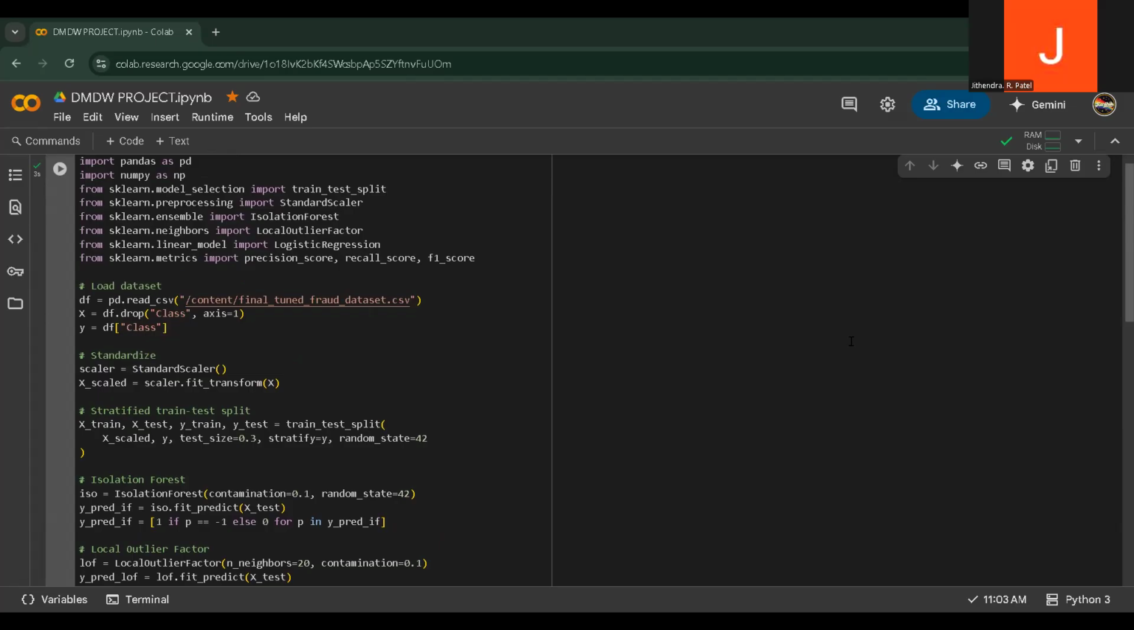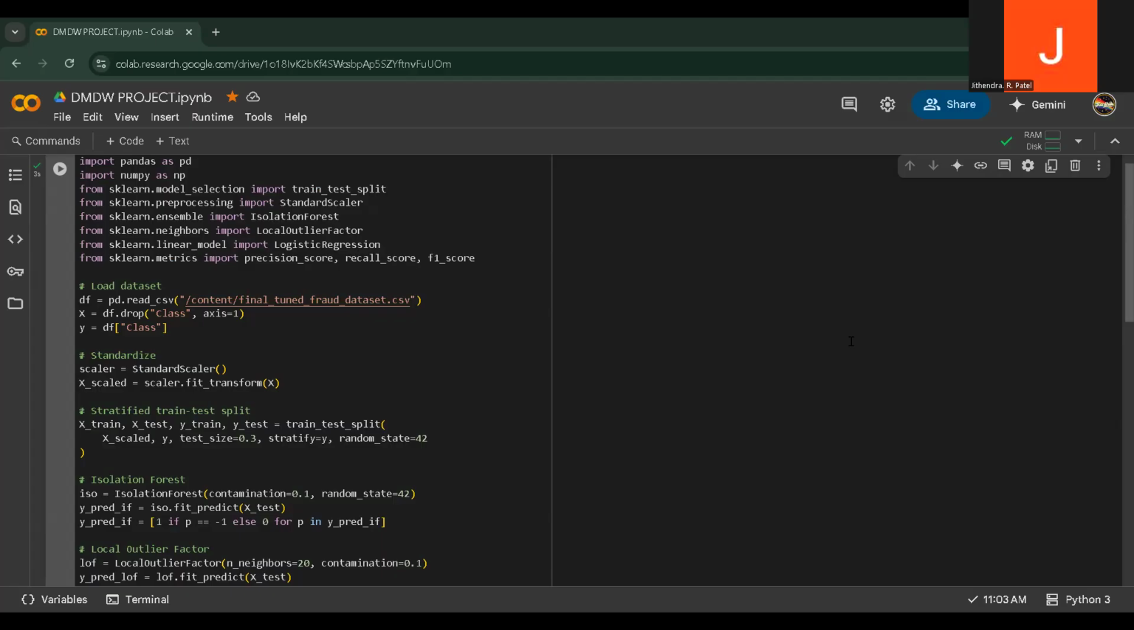Next, df = pd.read_csv, which is used for reading the CSV file. And next, X = df.drop, which loads a CSV file containing transaction data. X features are all columns except class. Next, y = data frame class labels, the target variable, typically 0 for normal and 1 for fraud.